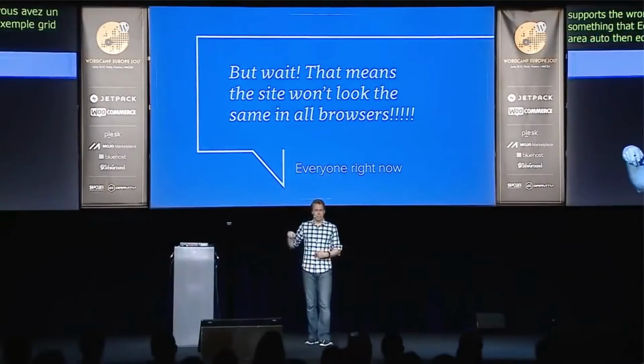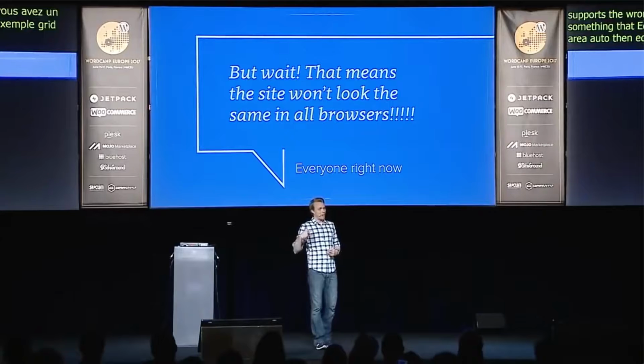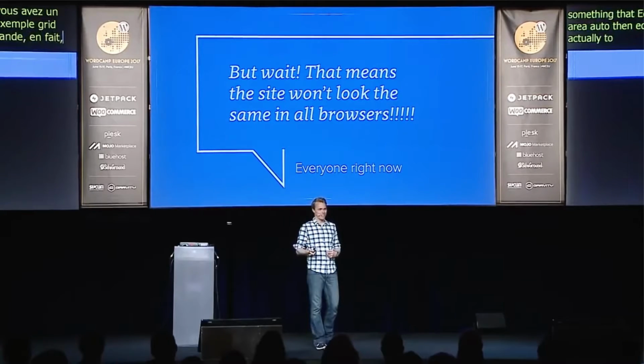The problem is Edge does support Grid. It just supports the wrong spec. So if you're testing for grid support in Edge, test for something that Edge does not support within the grid spec, for example, grid-area: auto. Then Edge won't try to run the grid. My recommendation here is actually to serve up the mobile experience on all browsers that don't support grid.